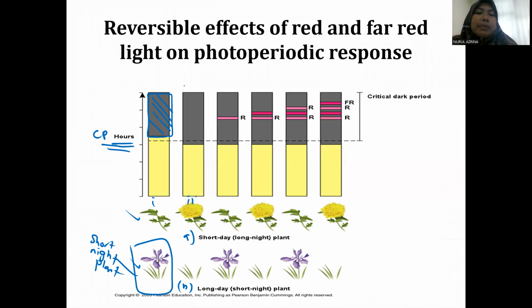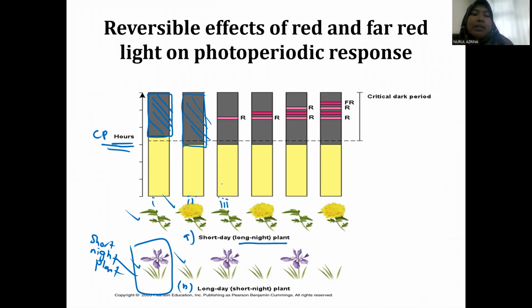Okay, so in the second experiment, the plant is exposed to a longer continuous dark period than the critical period. You can see that plant A is flowering and not plant B. So this one shows you that plant A is a long night plant. All right, next, we go to experiment 3.